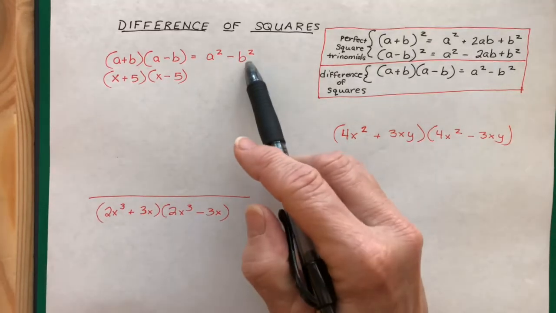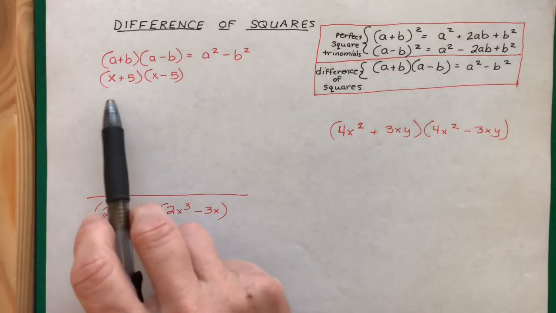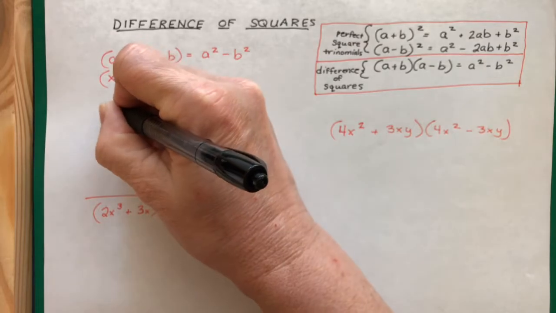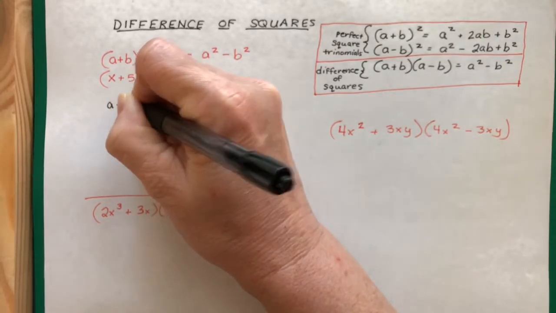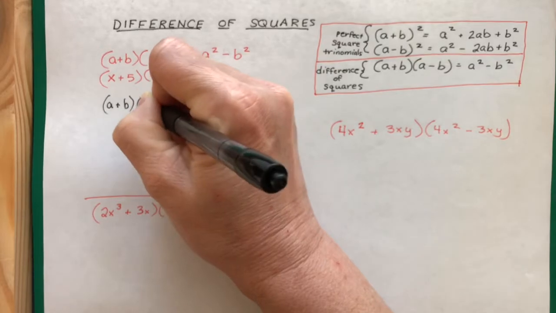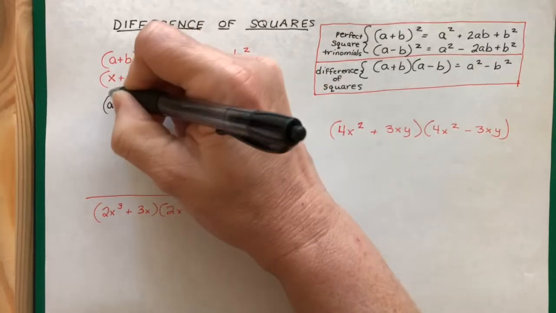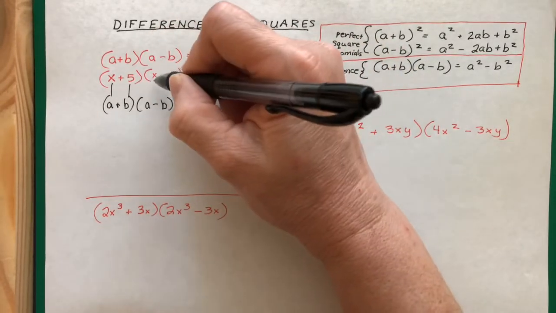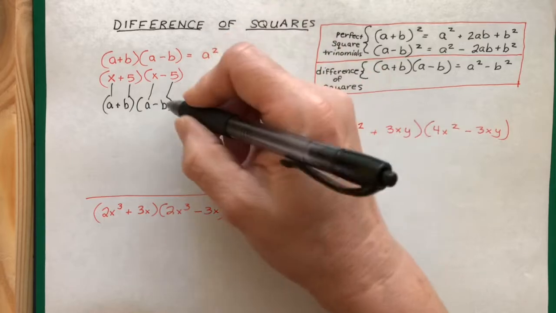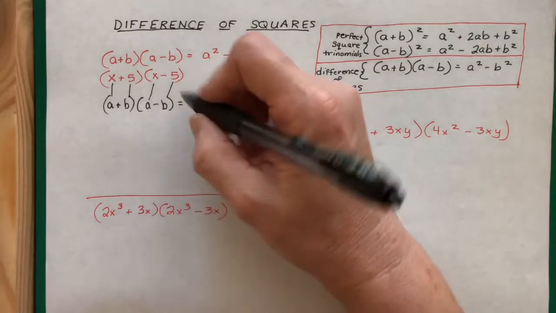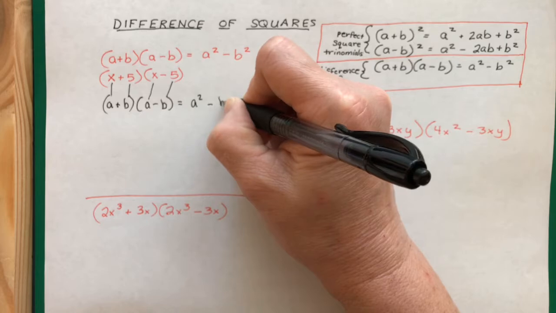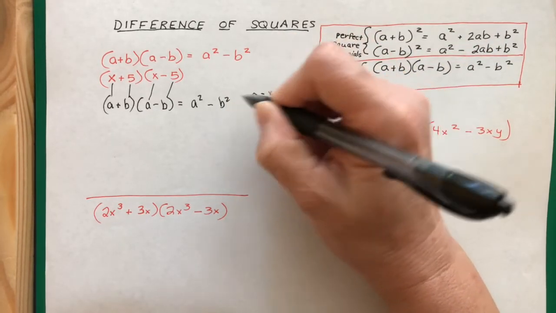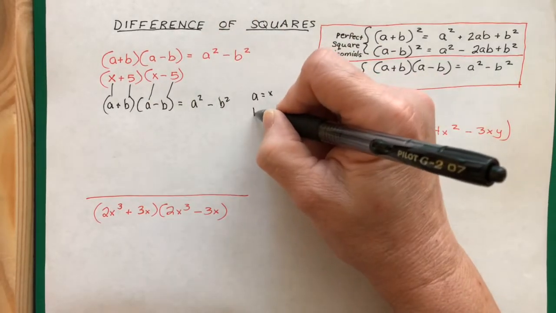If I wrote down the formula here already, so if I have x plus 5 times x minus 5, then we know this is of the form a plus b times a minus b. See, this x is the a, 5 is the b. Now we have the same thing here. And so we know that one equals a squared minus b squared. So first, what is my a value? A equals x. What is my b value? B is 5.